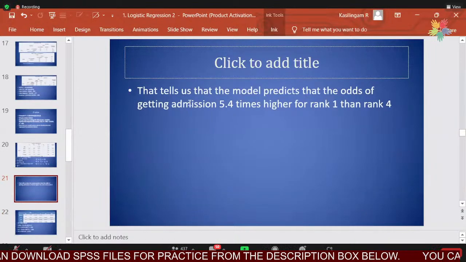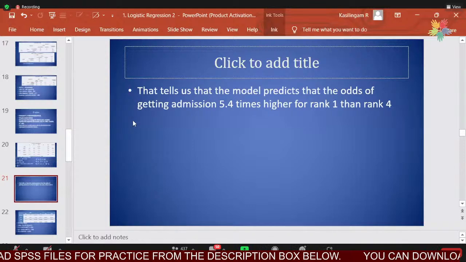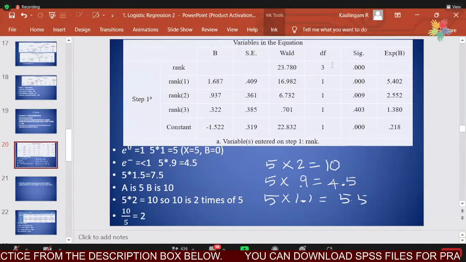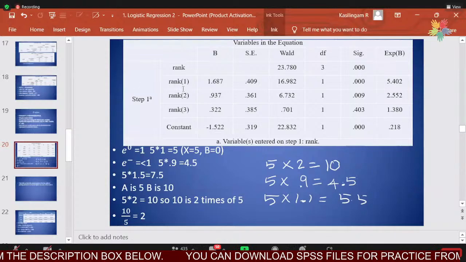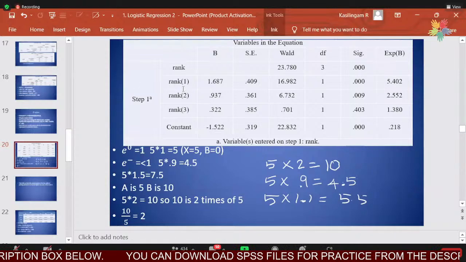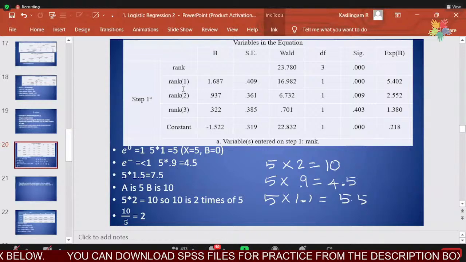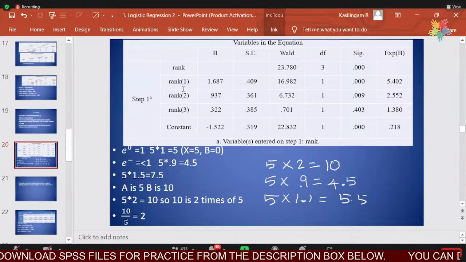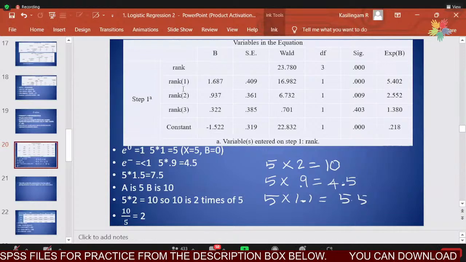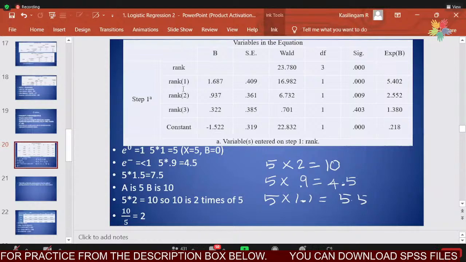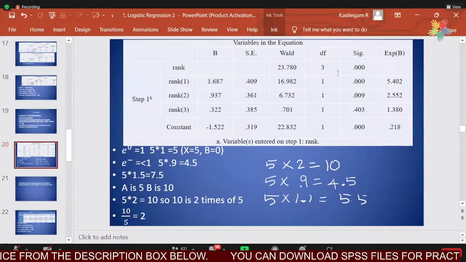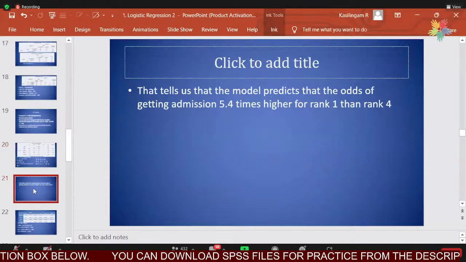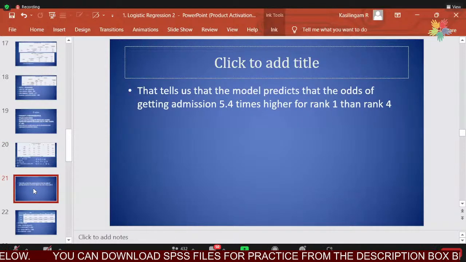I should write, okay. So now that tells us the first value. What is the first value? 5.4, for rank 1, 5.4. This is a dummy variable. How to interpret? By comparing with the reference category, I should write, and I should use the word times. This is odds ratio, so all these things you know. Now let me write. So this is 5.4, this is for rank 1. Only this sentence is important.